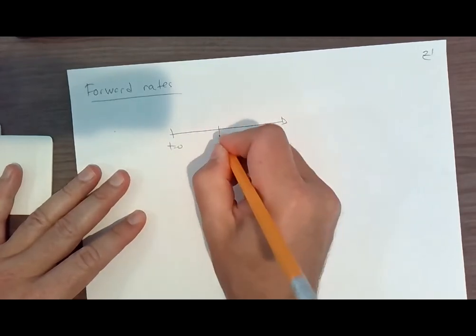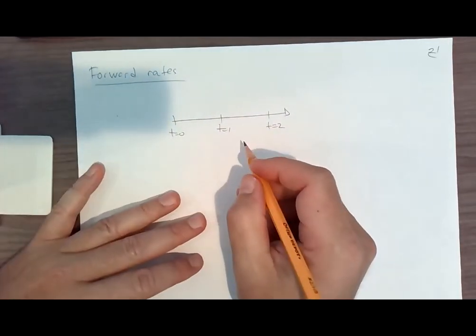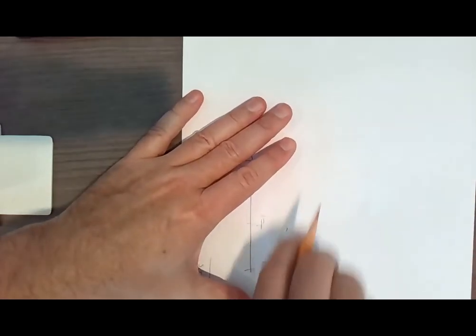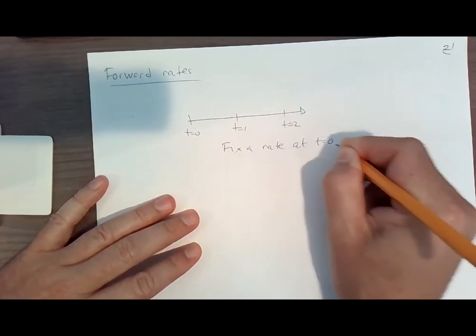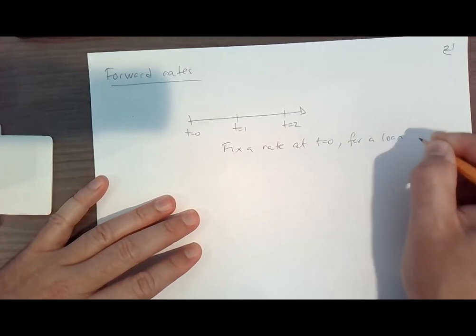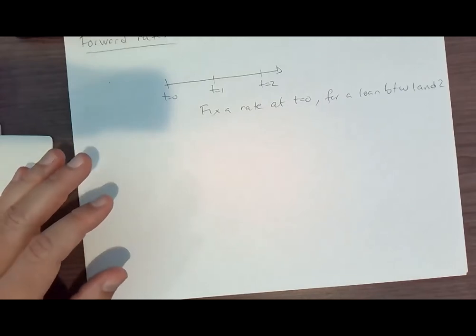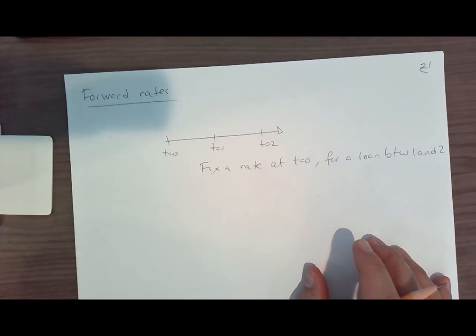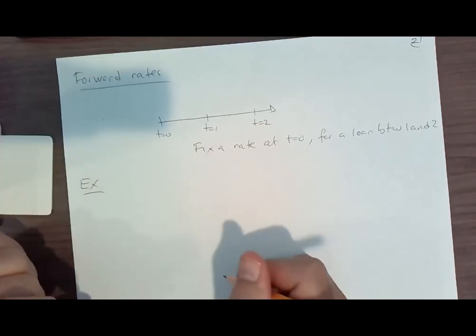What you want to do is lock in, fix a rate at time 0 for a loan between 1 and 2. Let me give you an example of how to calculate this.